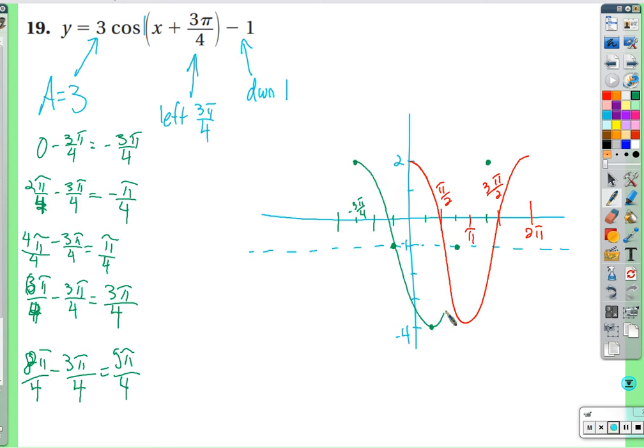Now that we shifted them all, I just connect them with the best cosine wave we possibly can draw. Questions?